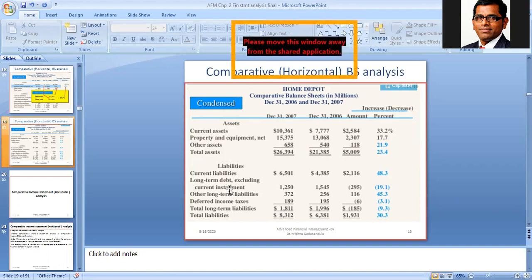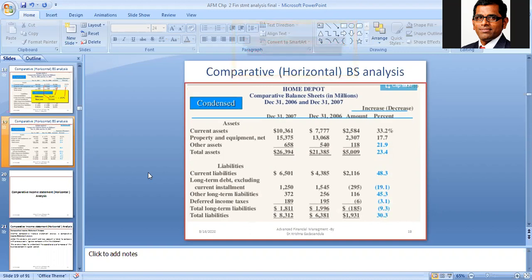And one more thing, if you see, deferred income taxes payment has decreased by 3.1%. So any liability which is decreasing means it is a good sign for the company. So like this, we can have analysis, horizontal analysis for a balance sheet.